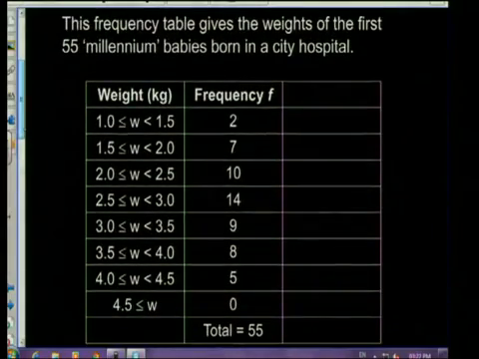I've got a frequency table, and this frequency table gives the weights of the first 55 millennium babies born in a city hospital. And the really nice thing is I can see the total at the bottom of the frequency column. And then over here, these are intervals. So these are different weight intervals, anything between 1 and 1.5, between 1.5 and 2.0, and so on. Generally for continuous data like we have here, we put in intervals and it's grouped.